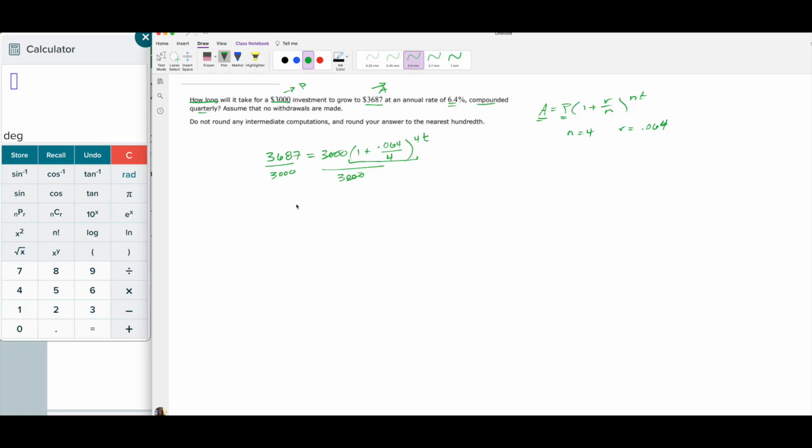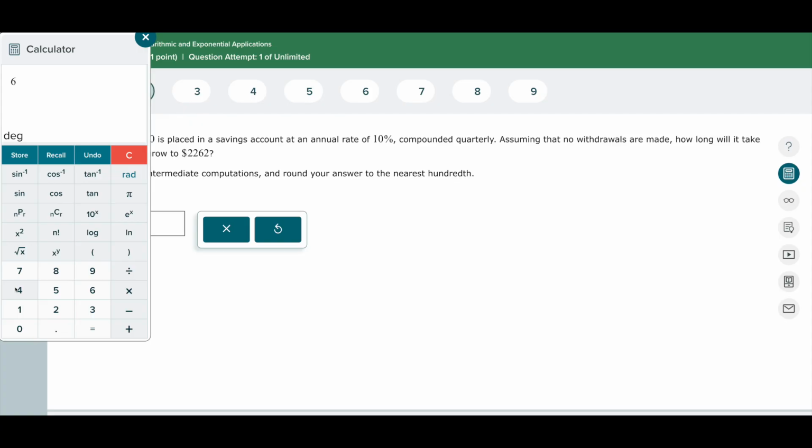Okay, so that cancels here. So I have 3,687 over 3,000 is equal to, let's go ahead and just get a nice round number here. So I'm going to plug this in. So that's 0.064 divided by 4. That is equal to that, plus 1 is equal to that.